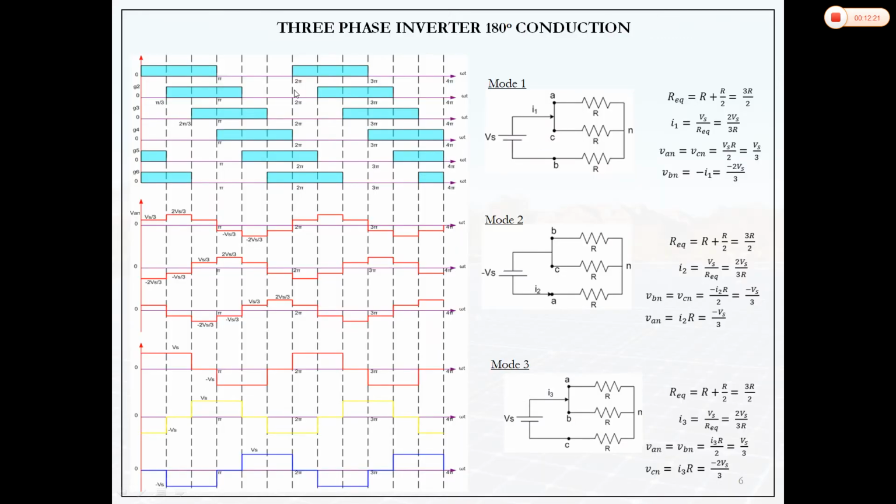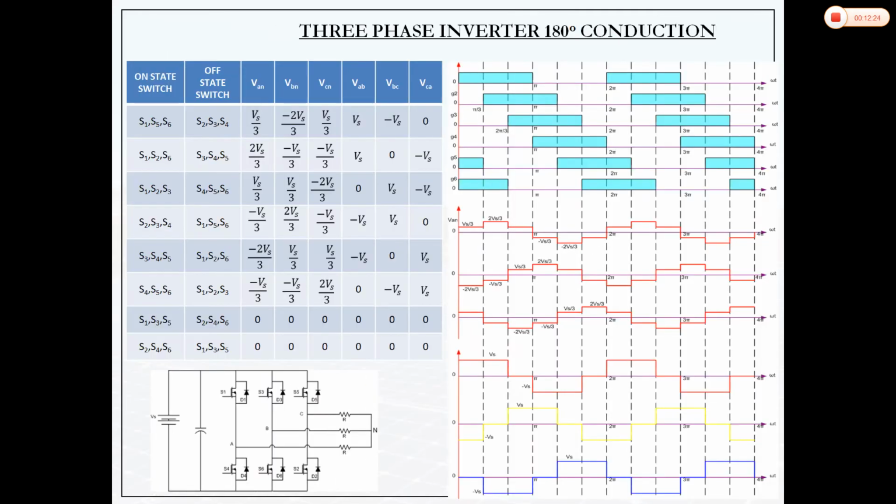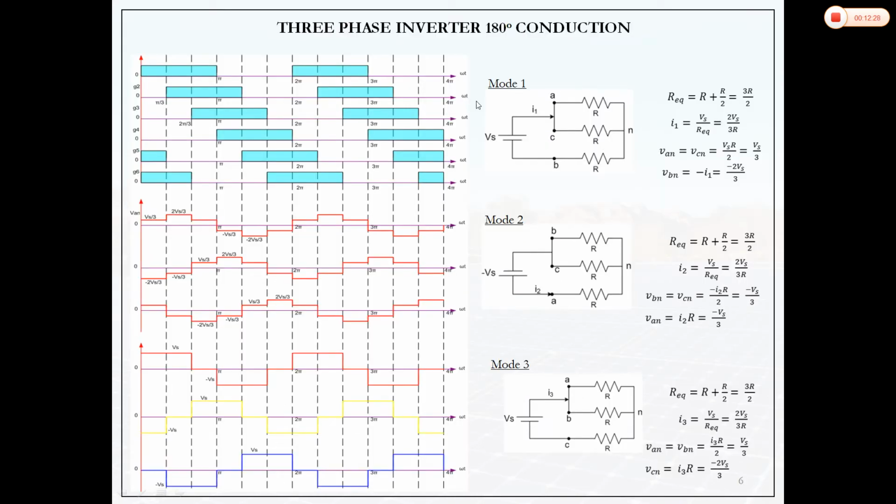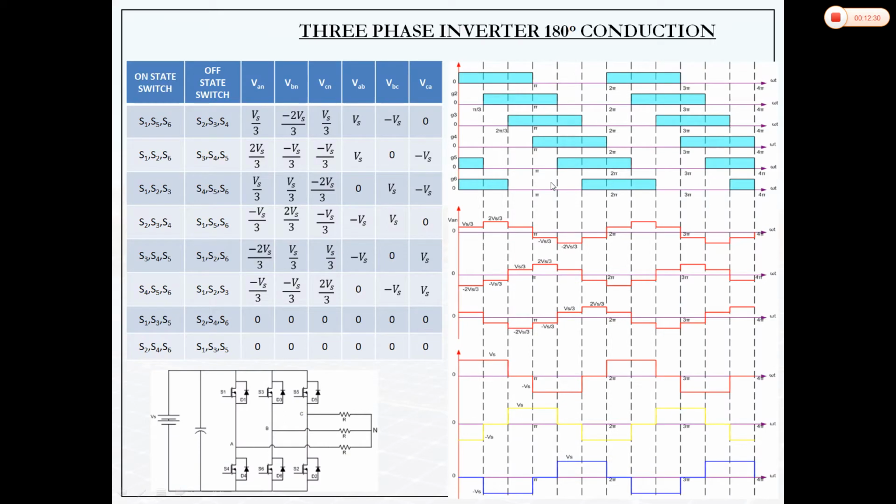In mode 1 or interval 1, where 1, 5 and 6 are on, we can draw it. You can see here, if 1 is turned on, point A is connected with plus VDC. Similarly, 5 is on, that means this switch, point C. So point C is also connected to plus VDC. So actually these points are connected together.